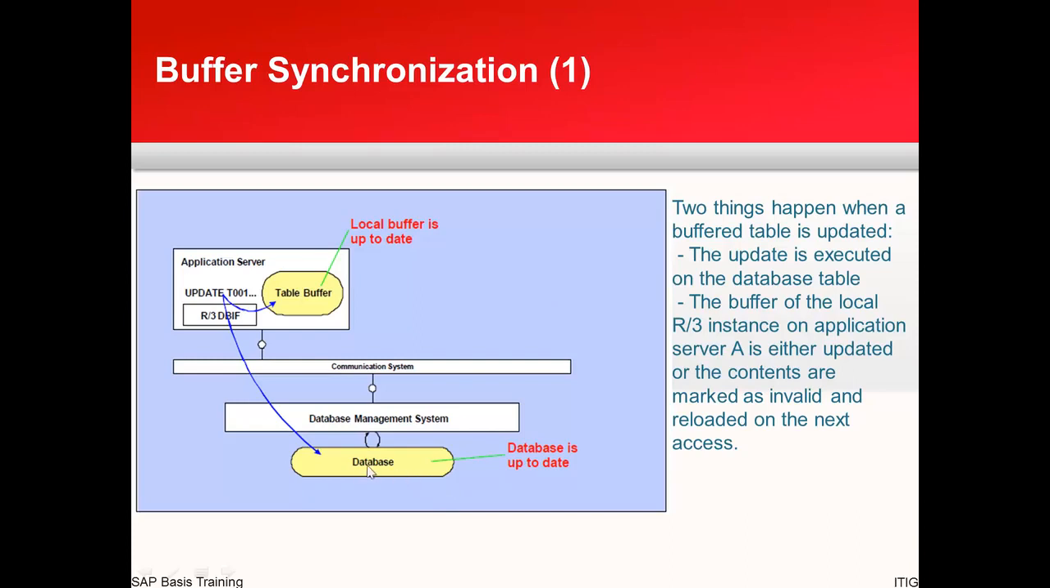Basically, whenever any update happens for this table which is already buffered, either it will mark this content as invalid, and whenever someone requests to read it next, it will be given from the database, thereby updating this buffer.